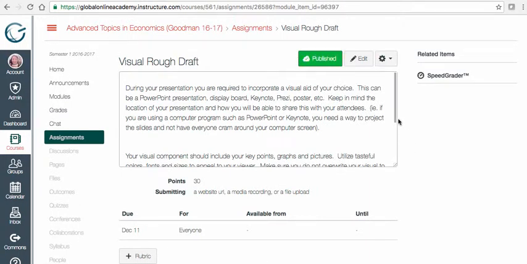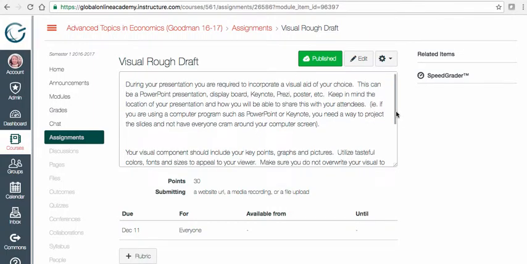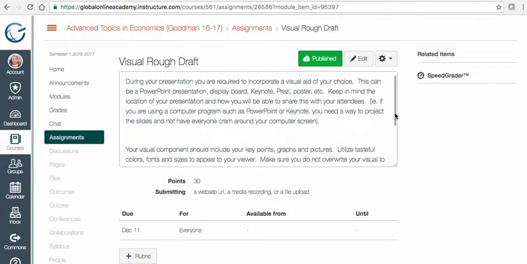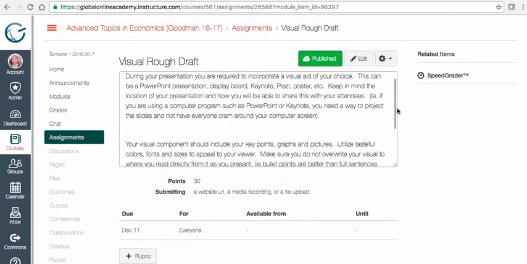Also, to help you prepare, you're going to create your visual guide. Your visual guide can be any visual aid. So I've given you a few ideas of using either a PowerPoint presentation, a display board like one of those science fair boards, a keynote, Prezi, a poster, just something that you can use during your presentation for your audience to be able to see things that you're talking about.